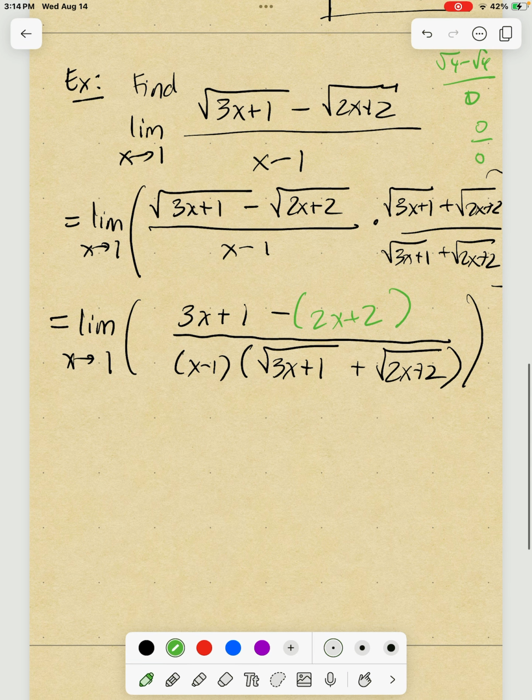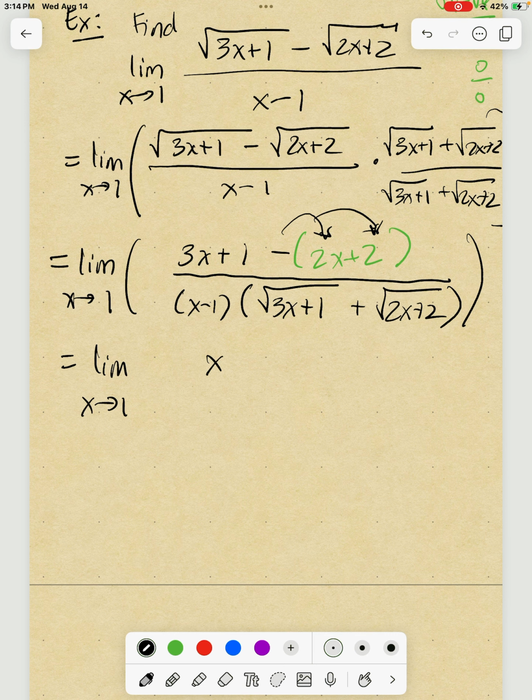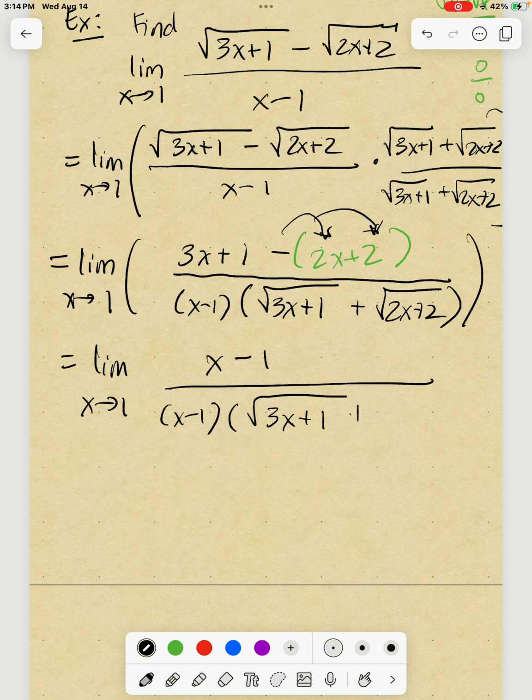And now we need to distribute. So now we need to simplify. So we keep everything the same except simplifying the top, and you don't even need parentheses here. Okay. So you distribute the minus 1, right? So it's 3x minus 2x, that's x. And on the top, it's 1 minus 2, because you're subtracting 2. So it's x minus 1 on the top, over x minus 1 times the quantity, root 3x plus 1 plus root 2x plus 2.